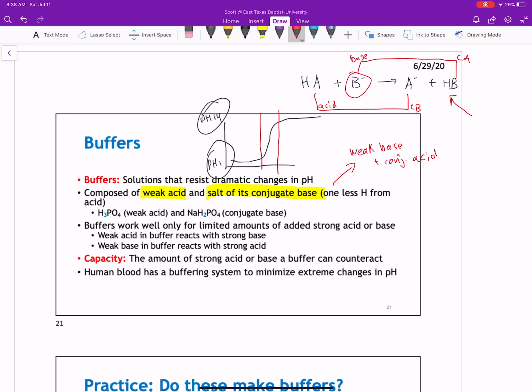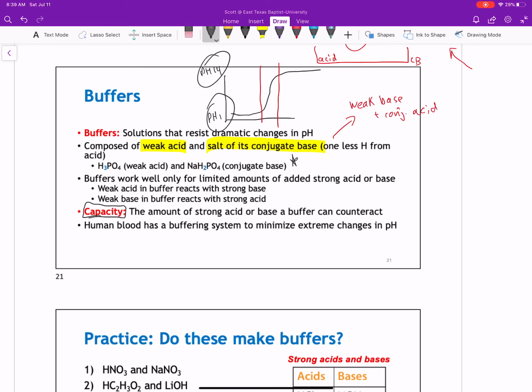Okay, so H3PO4 is a weak acid, and NaH2PO4 is its conjugate base. And so that would be an example of a buffer. And so you'd mix those two together. It would give you a certain pH, and you would likely stay within that pH until you overwhelm the buffer and you reach its capacity, okay? So the amount of strong acid or base in a buffer can counteract, okay?